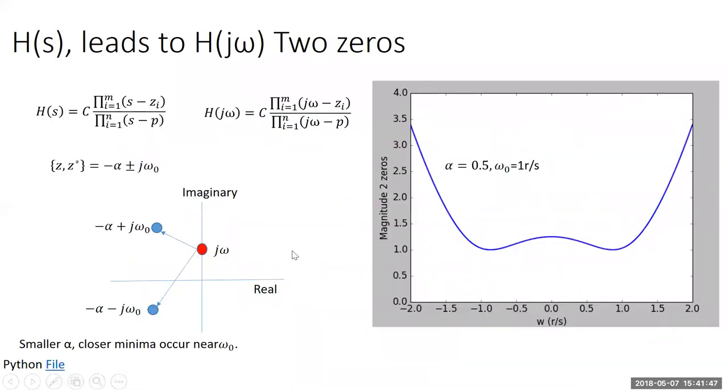So let's look at this another way. If I have two zeros, it's really one pair of complex zeros, right? If alpha was totally zero, then that zero would happen on the omega axis. This is the omega axis. It doesn't go to zero, so alpha is not zero. In this case, notice omega naught is one. The minimum is occurring near one, but not exactly at one, and alpha's 0.5. All right.